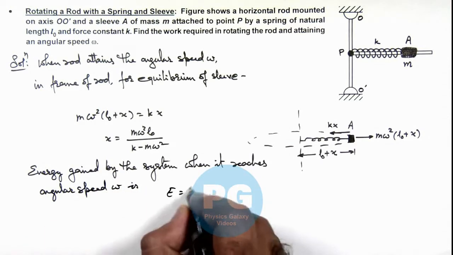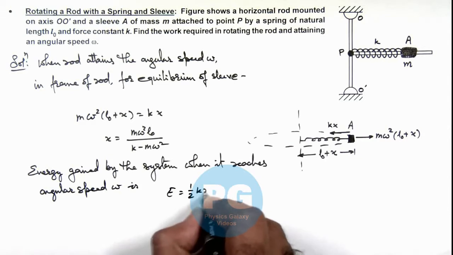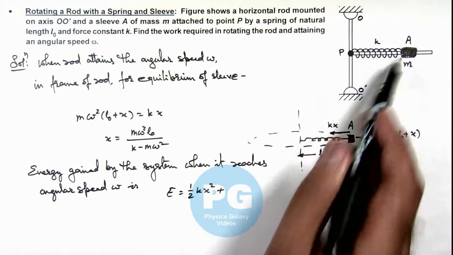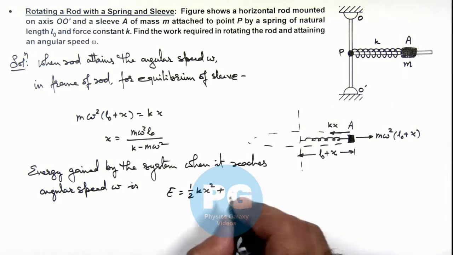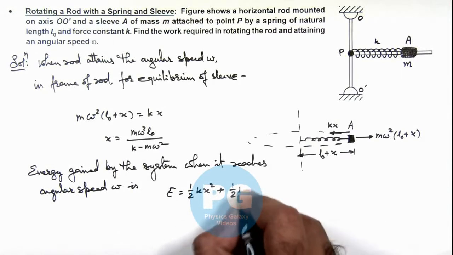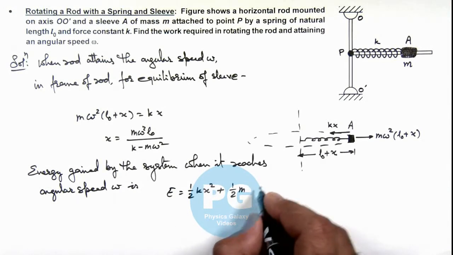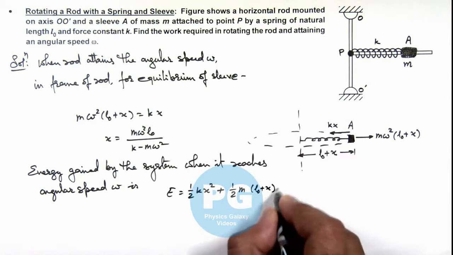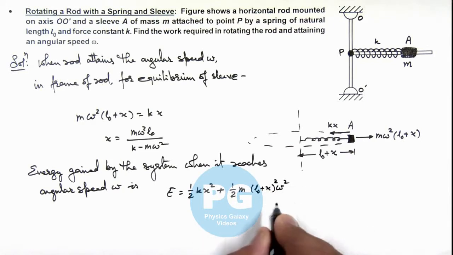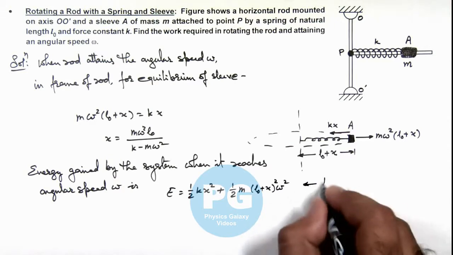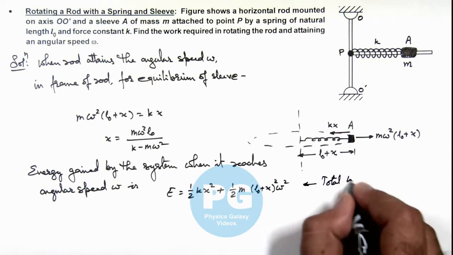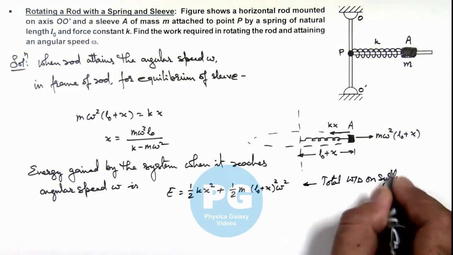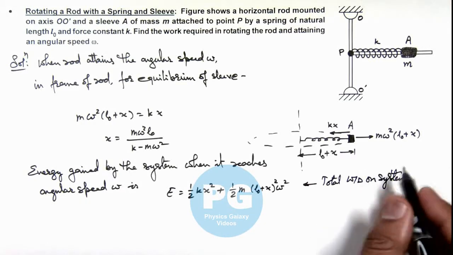We can write as half kx square is the spring energy plus the kinetic energy attained by the sleeve, which is half mv square, and the speed we can write L0 plus x multiplied by omega. And this is the total work done on system we can write, because total amount of energy gained is due to the external work.